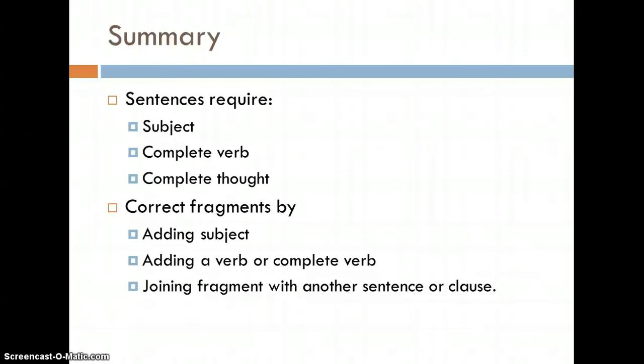So to summarize, we know that sentences require a subject, a complete verb, and they must also express a complete thought. So if we're missing something, if we have a sentence fragment, we need to correct it. We need to make it a complete sentence. And we can do that by adding a subject, by adding a verb or completing the verb, or by joining the fragment with another sentence or clause, joining it together to form a complete sentence with subject, verb, and complete thought.